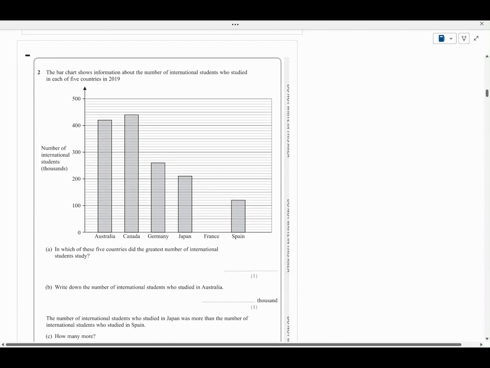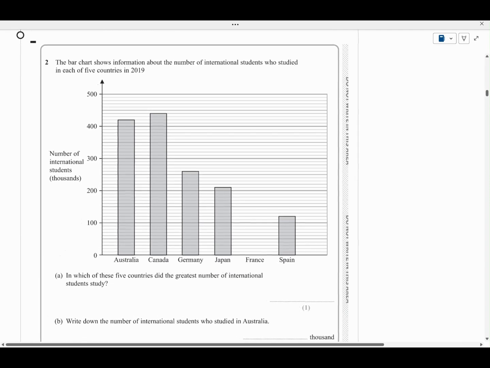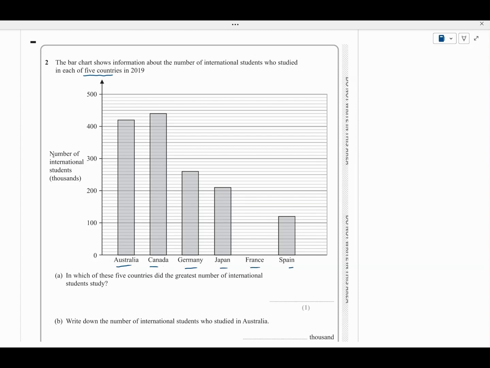Let's have a look at question 2. The bar chart shows information about the number of international students who studied in each of 5 countries. Here are the countries like Australia, Canada, Germany, France, and the number of international students in thousands. Okay, now we've had a look at the graph, let's have a look at the questions. In which of these 5 countries did the greatest number of students study? The greatest number was Canada, wasn't it? They've got the largest bar, Canada.